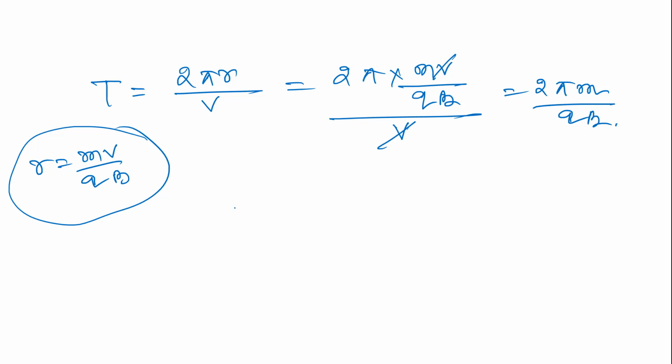Even the frequency, which is equal to 1 by the time period, can be found as qB by 2 pi m. Okay, everyone, so in this case we have found the time period as well as the frequency for the charged particle. So up to that, is there any doubt?